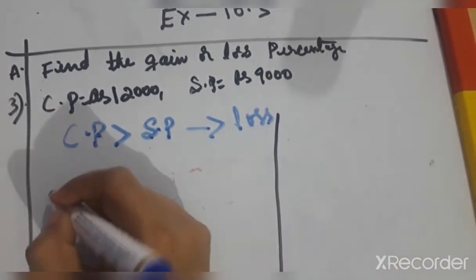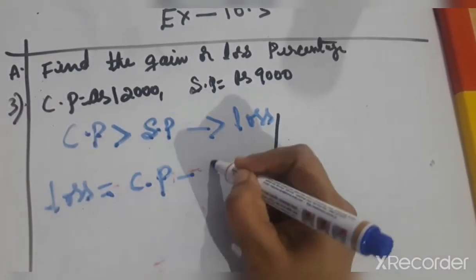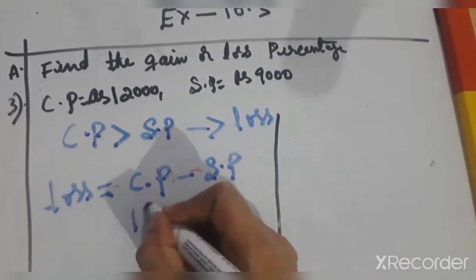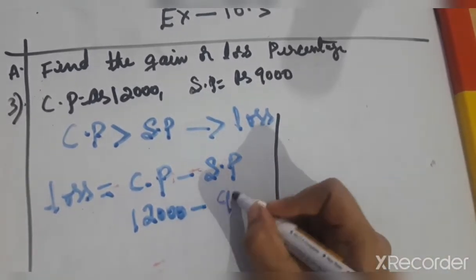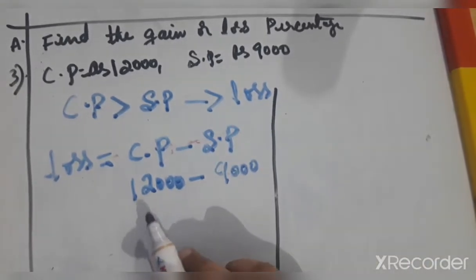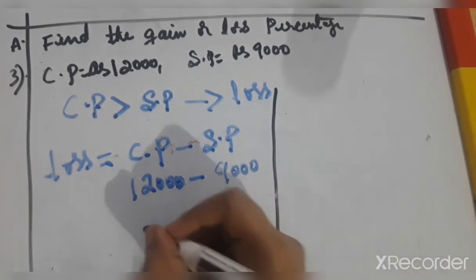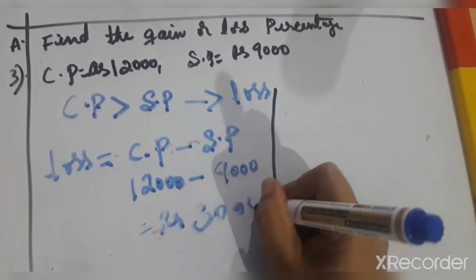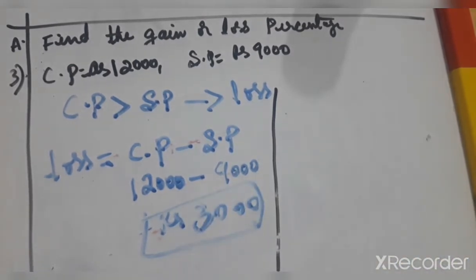Loss is occurring. So loss formula is CP, which is the greater one, minus SP. Cost price, the purchase amount, is 12,000. Then we sold that product for 9,000. For example, purchased a washing machine for 12,000 and sold that for 9,000. So it is a loss. How much? 3,000 rupees is the loss amount.